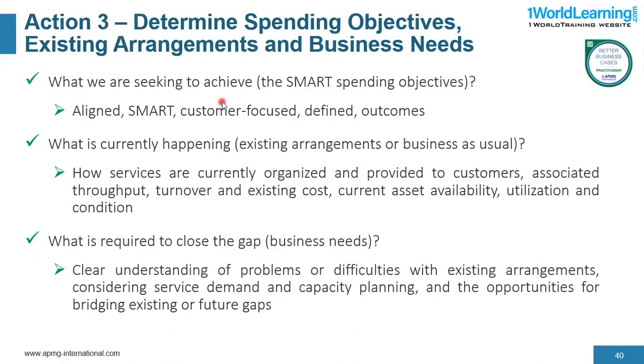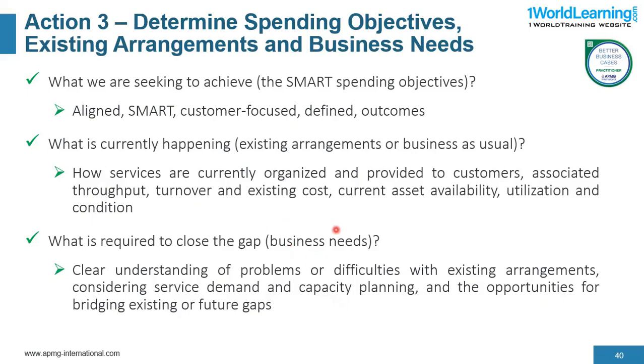We articulate the spending objectives, and we articulate what is currently happening. What are the existing arrangements? How are services currently organized and provided to customers, associated throughput, turnover, and existing cost? Current asset availability, utilization, and condition are all aspects of the BAU as of today. How are things happening? And then what is required to close the gap? That's your business need. Clearly understand the problems or difficulties with existing arrangements, consider service demand and capability planning, and the opportunities for bridging existing or future gaps.